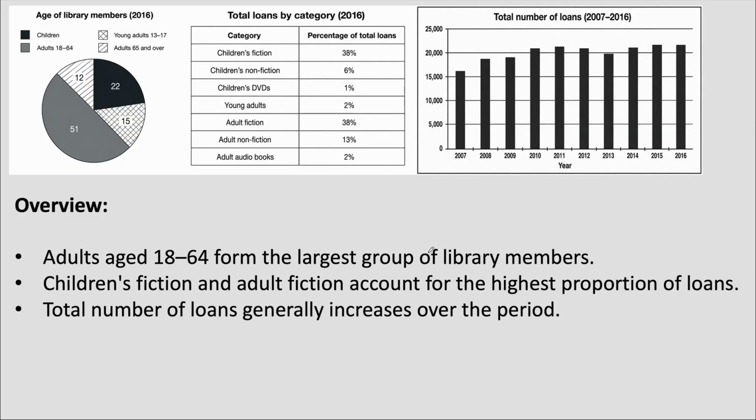Now we'll write the overview. Since we have three charts, our overview should mention the main feature from each chart. If there is a connection between the charts, we should mention that as well. In this question, we have already seen that there is no connection. We avoid including numbers in the overview. The numbers come later in the body paragraphs.